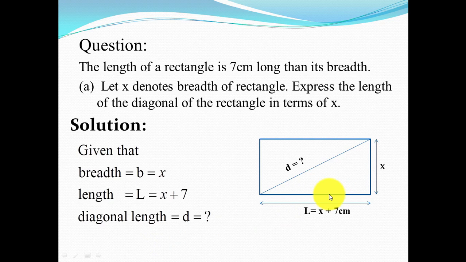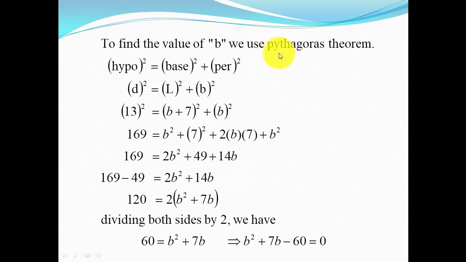You know that when this is the perpendicular, this is the base and this is the hypotenuse, here we can use the Pythagoras theorem, which states that hypotenuse square is equal to base square plus perpendicular square. We know what the base is. Base is denoted by L, hypotenuse is denoted by D, perpendicular is denoted by B, and we put these values and substitute.